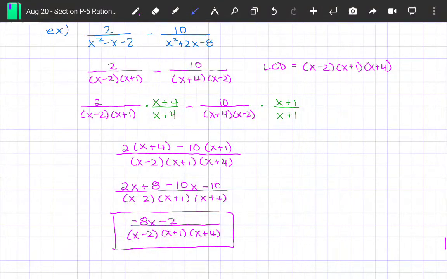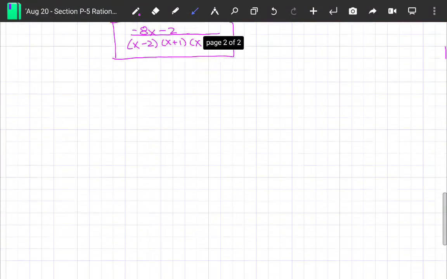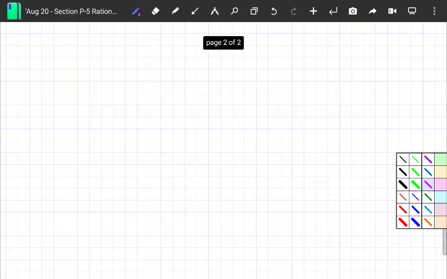Okay, so I'm going to give you two problems. I'm going to give you one, try on your own, and then I'll give you another one, try on your own. So, let's try this problem. Try 2x over x minus 5 minus 5 over 5 minus x. Give that one a try, and then I'll show you the solution.